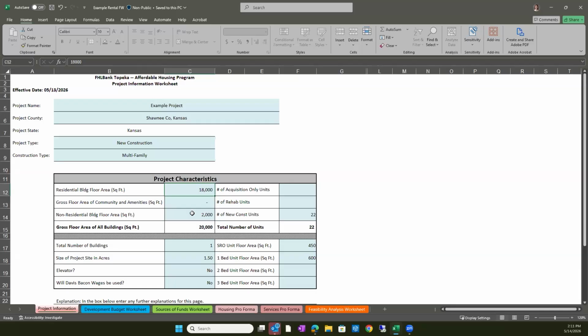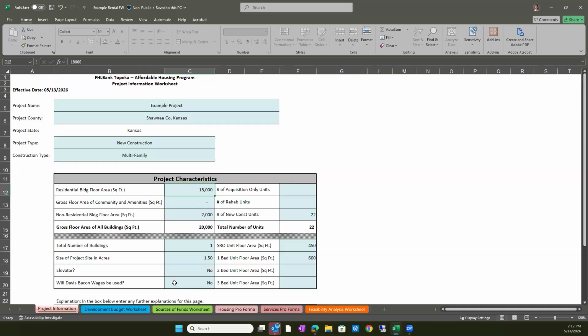Continuing down the left side of our project characteristics, you have your total number of buildings on the property, the size of the project site in acres, if there is an elevator or not on the property, or elevators, if there are multiple, and then Davis-Bacon wages. In terms of Davis-Bacon wages, this is union wage rates. So if your contractor is using union wage rates, that's what we're looking for here.